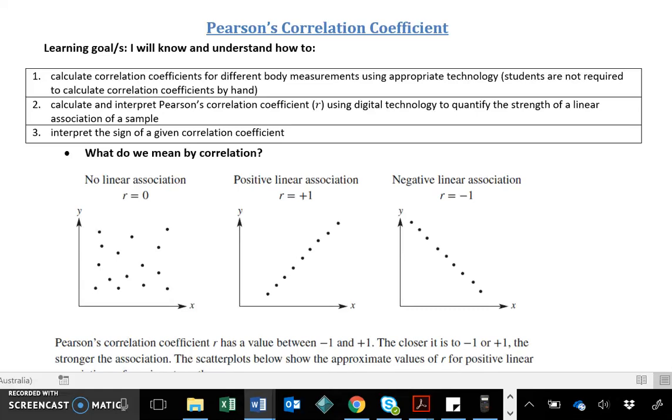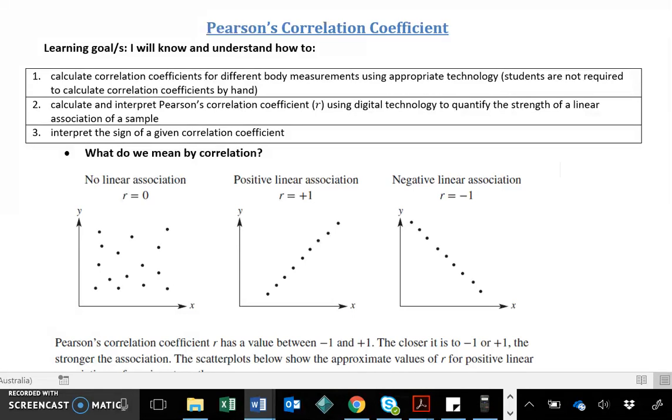Hello everyone, today we're going to be learning about Pearson's correlation coefficient. So far we've learnt about correlation. We've learnt that when we're thinking about correlation, we're thinking about a relationship between two things, because we're in this topic of bivariate data analysis. So we're looking at comparing two variables in our data set.